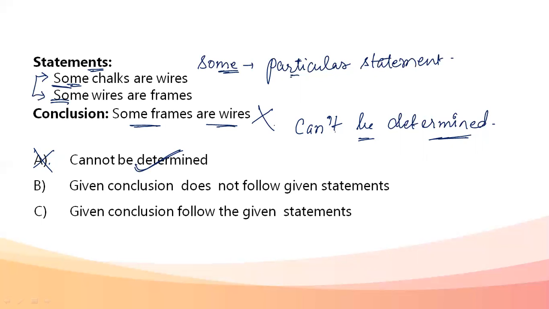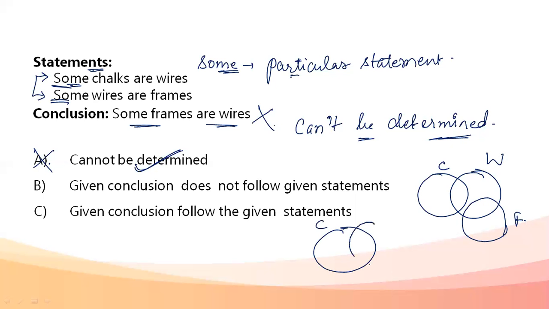Okay. But let's do this using Venn diagram also. Some chalks are wires. Okay, this is how some chalks are wires. Next, some wires are frames. So either some wires are frames can be done in this way, or in this way. In both the cases, some wires are coming out to be frames.